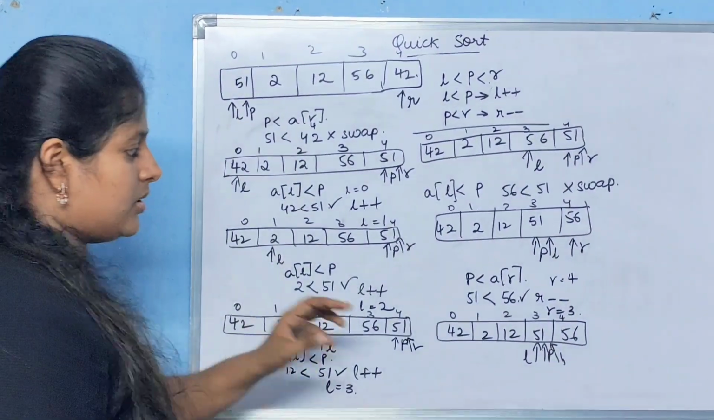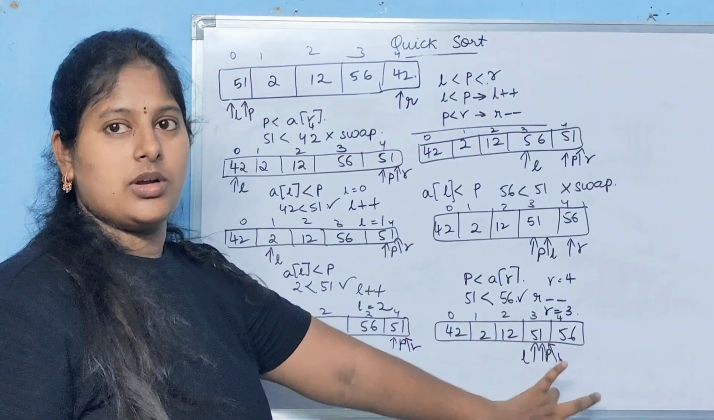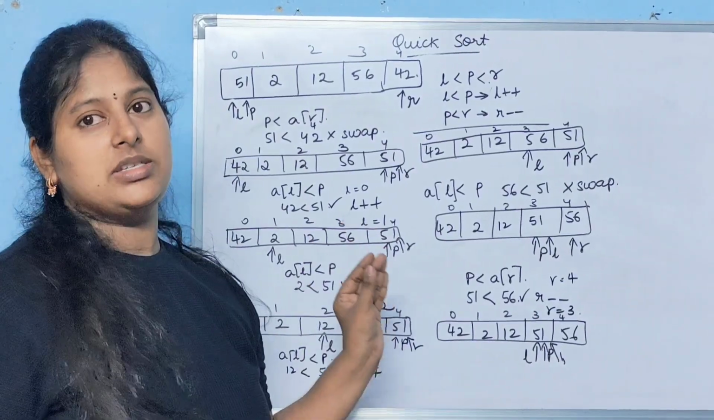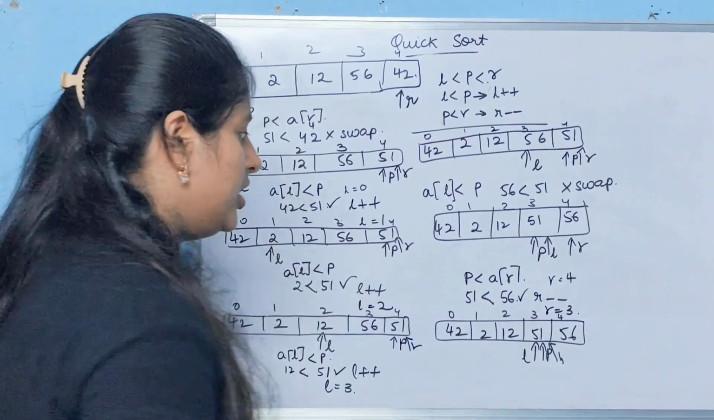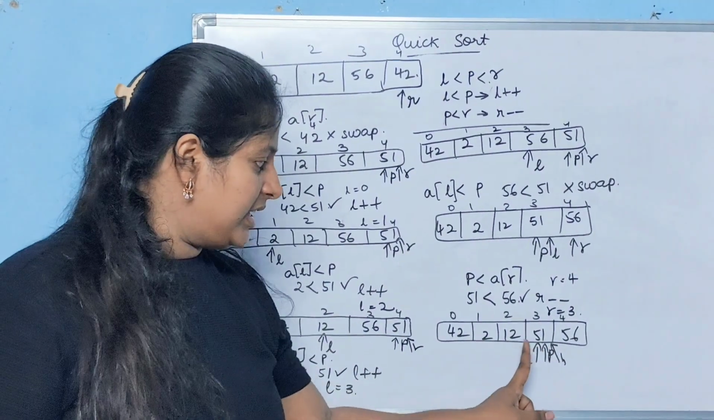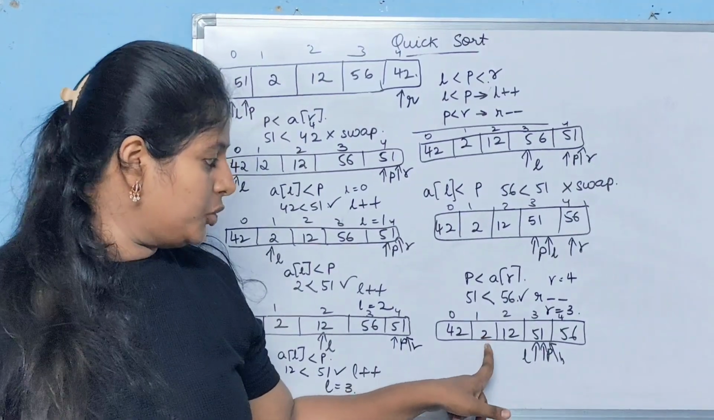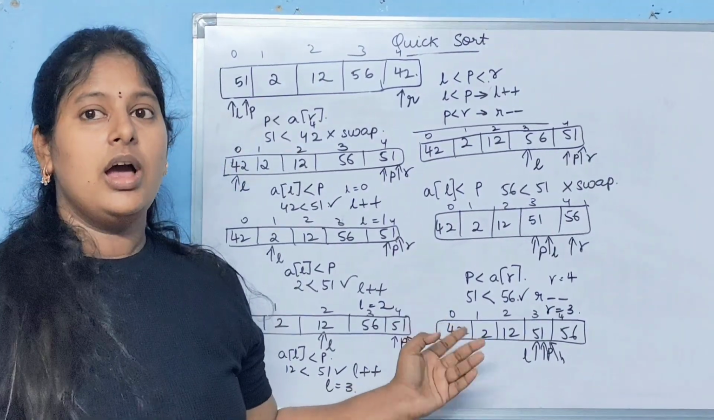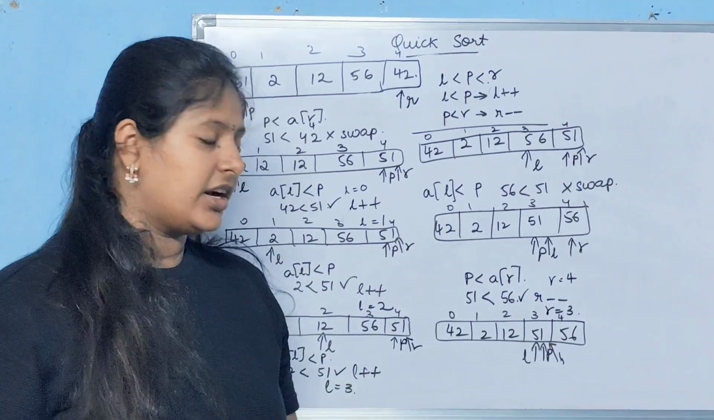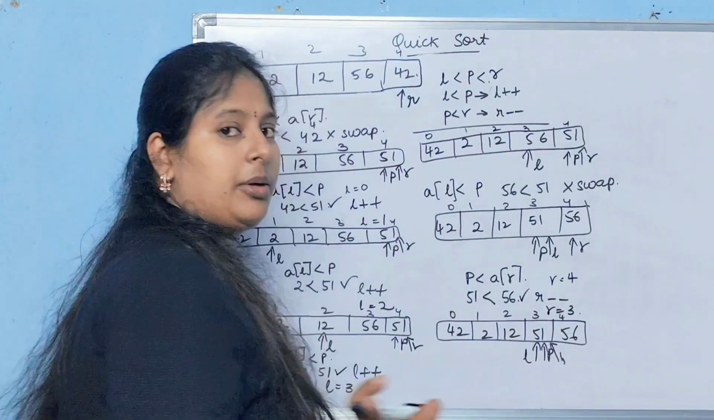Okay. So what does this mean? In case left, pivot and high are placed on the same element, it means that the pivot is placed at its correct, appropriate position. So the elements left of 51 should be less than 51. Of course, 42 is less than 51, 2 is less than 51, 12 is less than 51. And the elements right of 51 should be greater than 51. So 56 is greater than 51, right? So pivot element is kept in correct position.